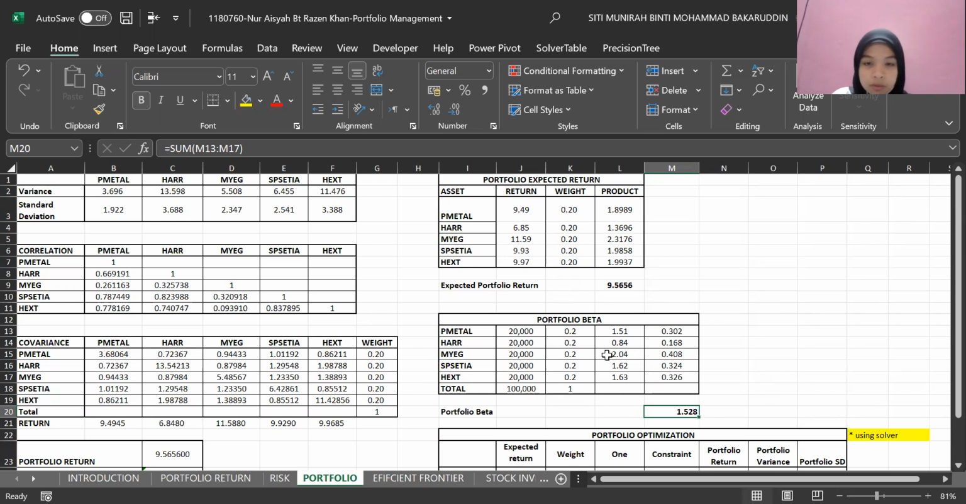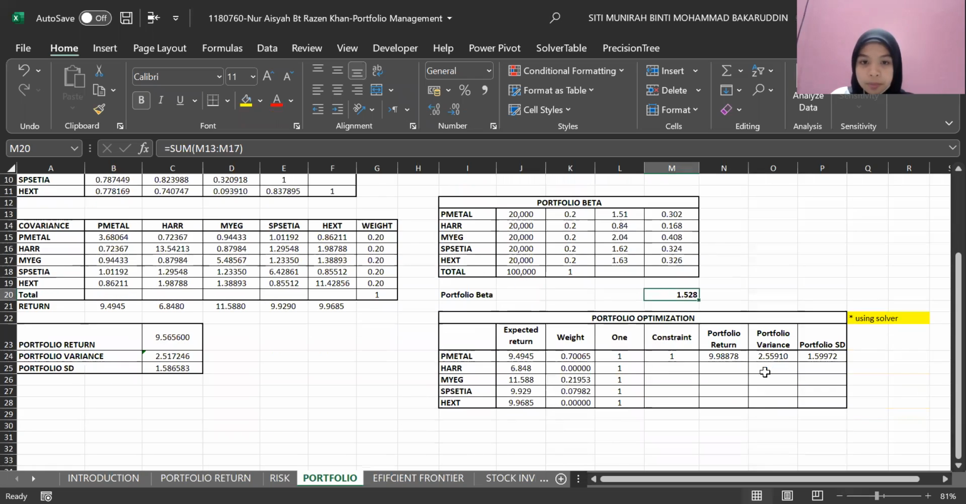Okay, next for portfolio beta, this is the weight for each stock, and this beta you can get from webinvesting.com, and you multiply weight by beta, and you can get this. And this is the result of portfolio beta. And next for portfolio optimization, this is my weight after using a solver.